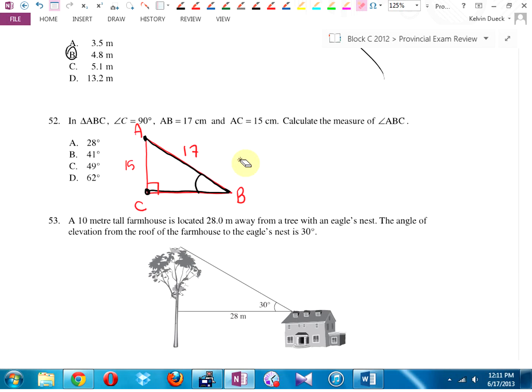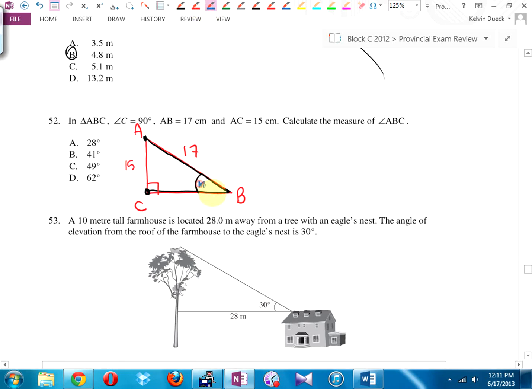I don't think I need to go 180 minus angle. First of all, I don't know angle A. Okay, you know what? Because I only know two sides, I'm going to use shift sine or shift cos or shift tan. Which one? Well, let's label my sides.